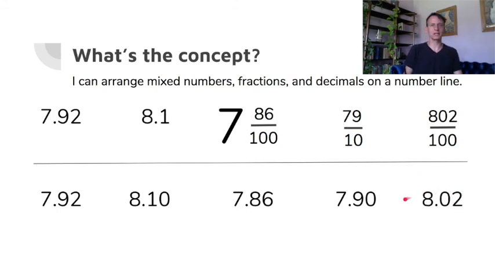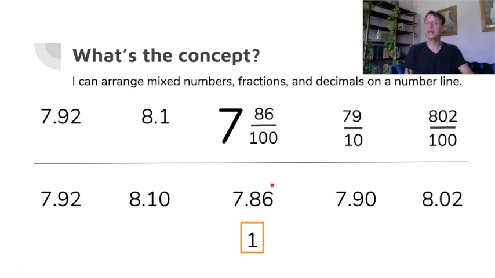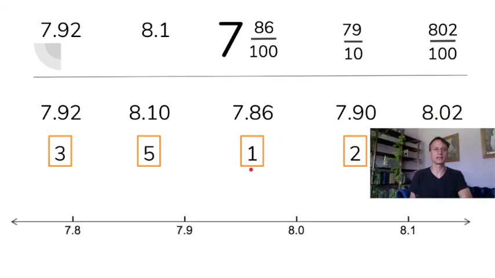So now, can we put these bad boys on the number line and put them in order? Well, let's put them in order. The first one, the smallest one, is 7 and 86 hundredths. What would come next? 7 and 90 hundredths, then 7 and 92 hundredths, and then 8 and 2 hundredths, and lastly, 8 and 10 hundredths. Okay, so that's how you can put them into order, and here is the ever-loving number line.